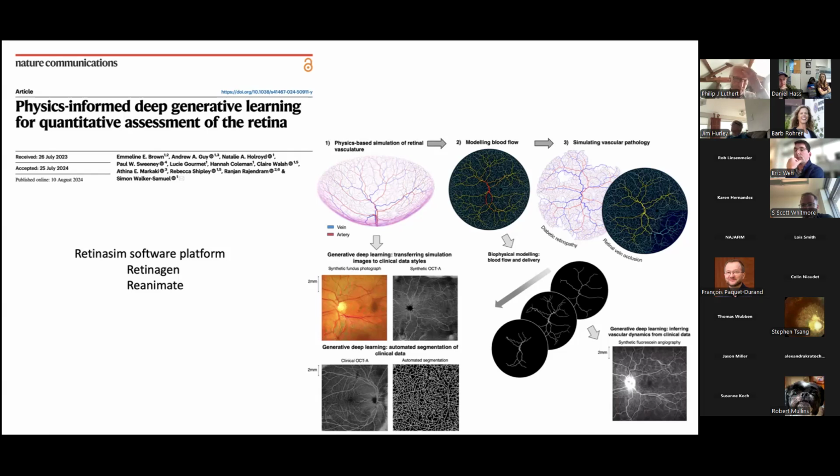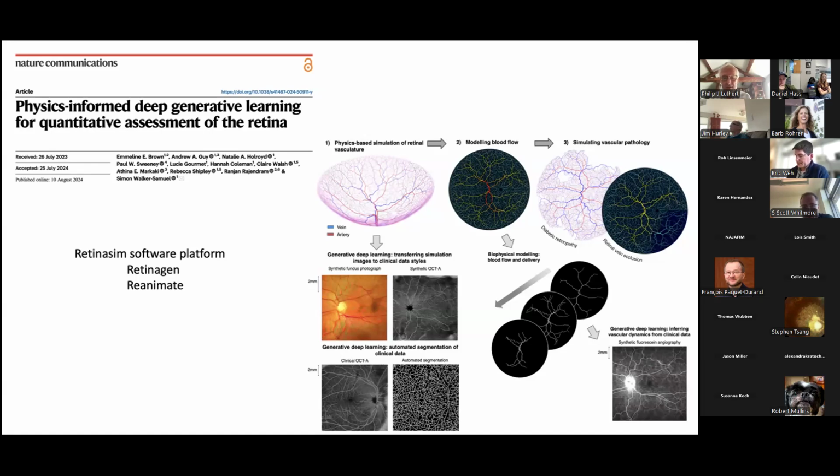Okay, so this is the other bit of signposting I wanted to do. So this is work from Simon Walker-Samuel, colleague at UCL, that came out in Nature Communications last year. And for us, there's some key bits in this. So the first is he's created a software platform that does simulations of the entire retinal circulation. This solves boundary problems because you only need artery in and vein out.